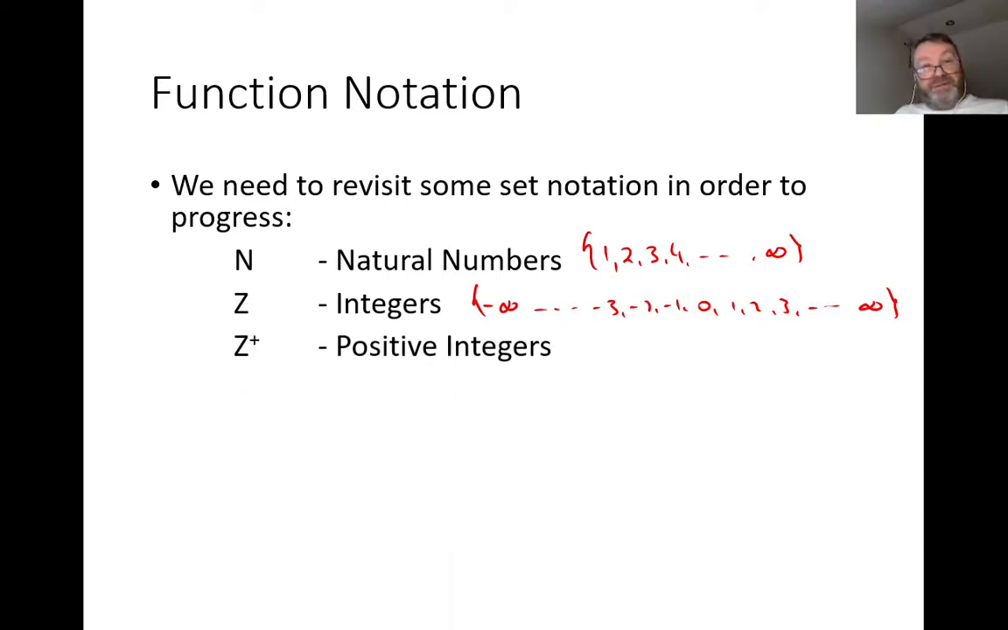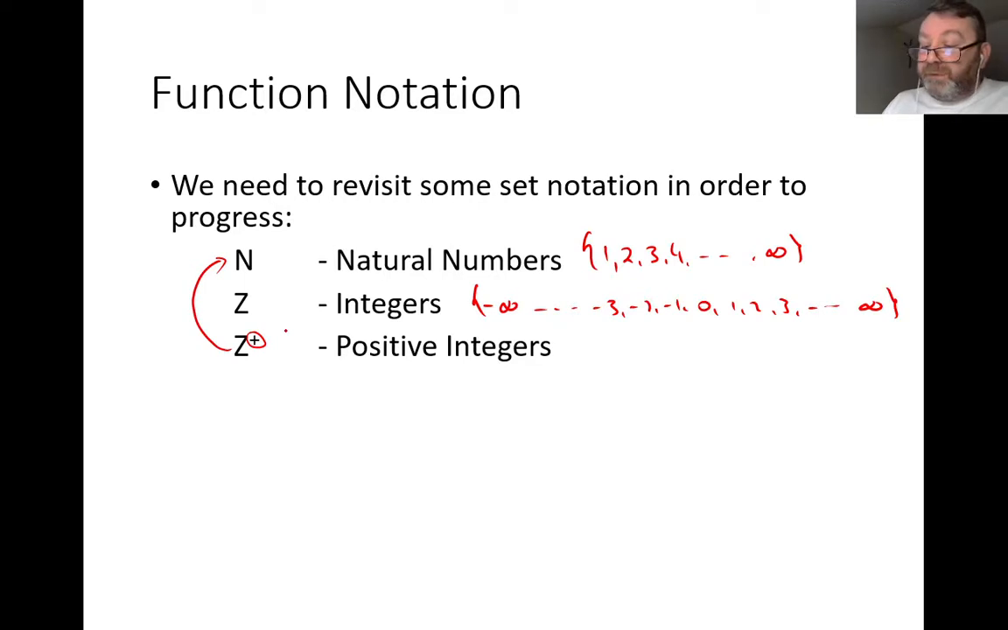Then we have Z plus. Now this is new, because when they use this Z plus, they're asking you only to look at the positive integers. So in one sense, we could say that Z plus is exactly the same as N, because N are positive integers as well.